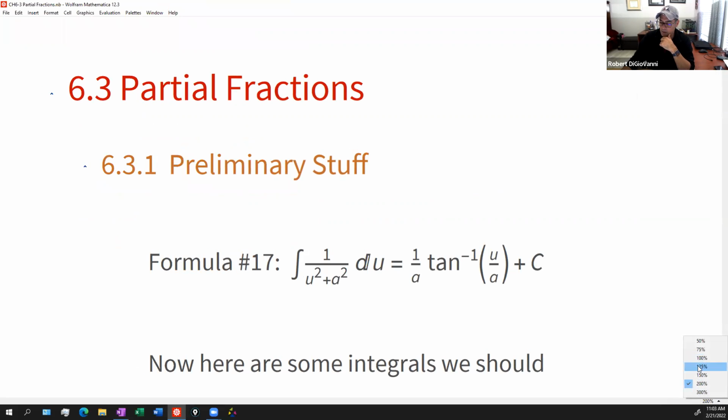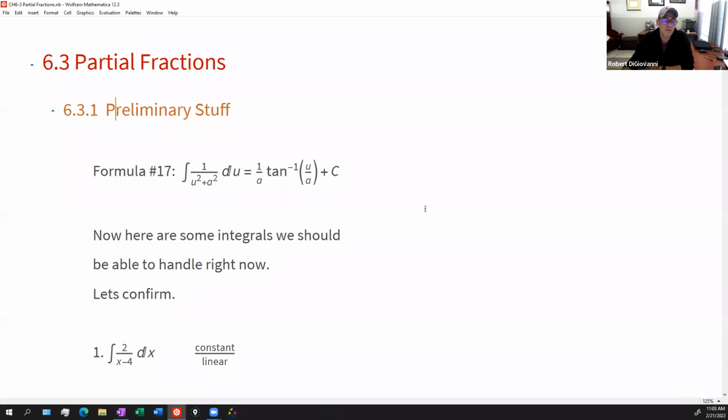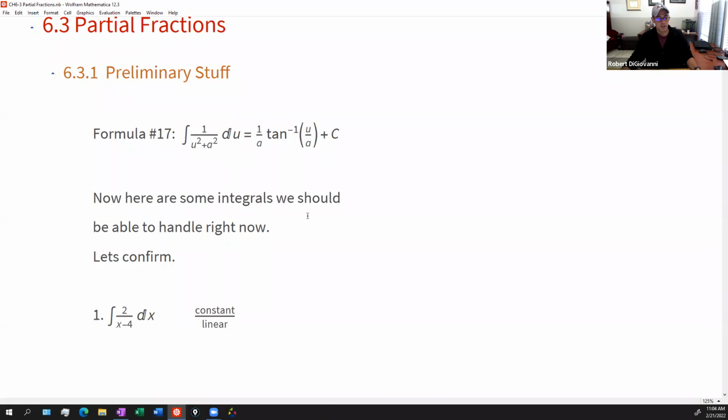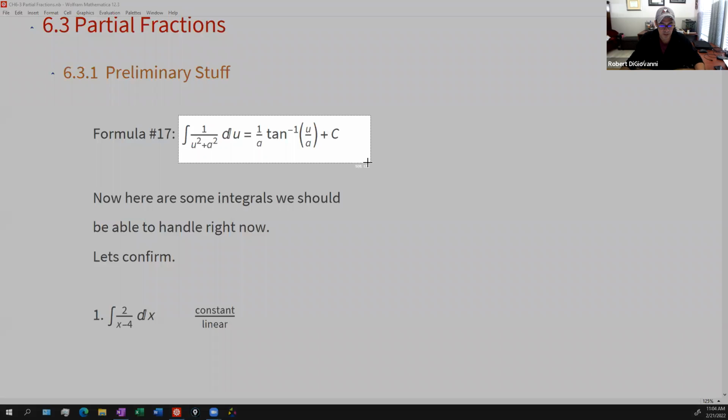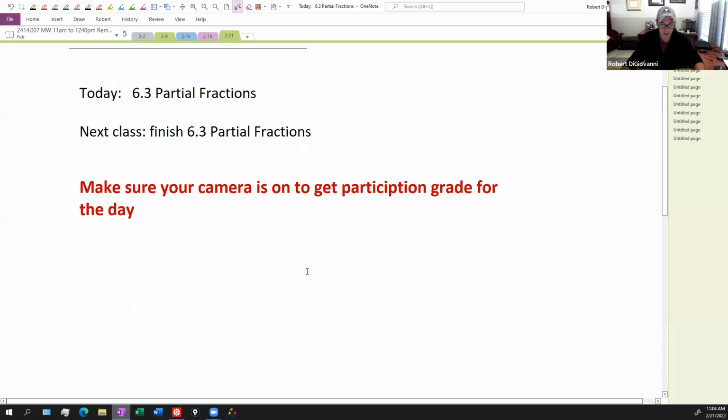So this is our last section when it comes to the different techniques for finding antiderivatives, right? Last section was all about trig integrals and making that trigonometric substitution. And now the last topic is partial fractions. I told you we first have to get through a bunch of stuff before we can even start this section. So the preliminary things we need to know: your formula sheet has formula number 17. This is an important formula. We're going to need to know how to use it.